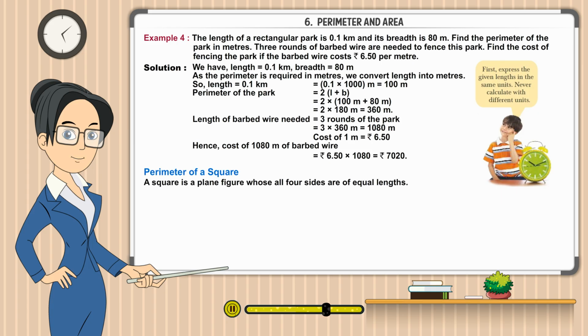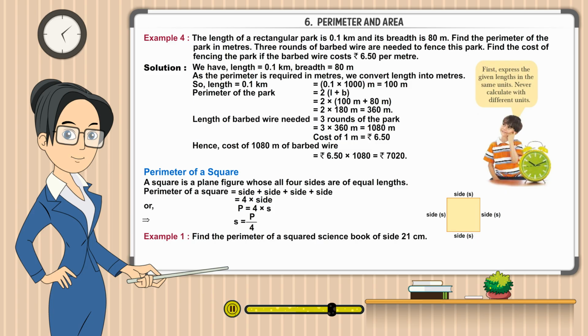Perimeter of a square. A square is a plane figure whose all four sides are of equal length. Perimeter of a square is equal to side plus side plus side plus side is equal to 4 into side, or P is equal to 4 into S. Hence, S is equal to P upon 4.